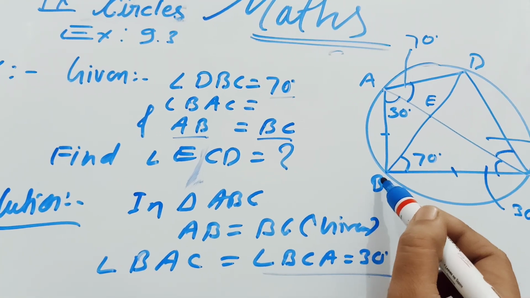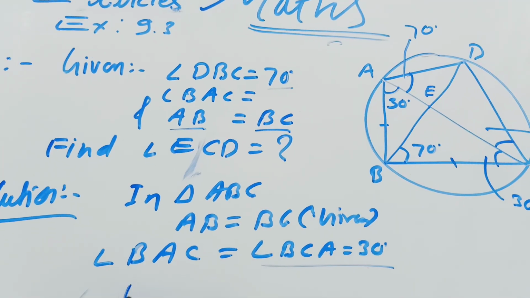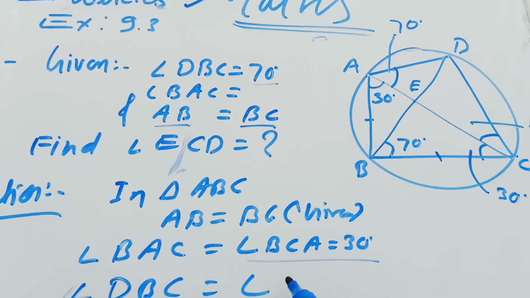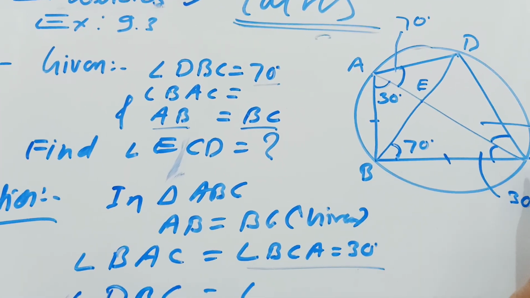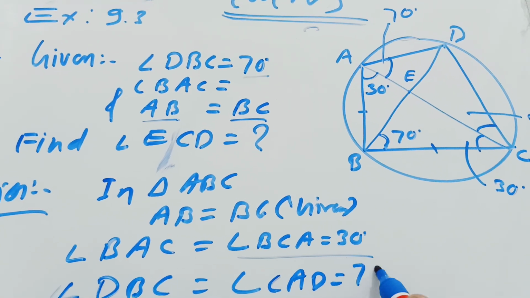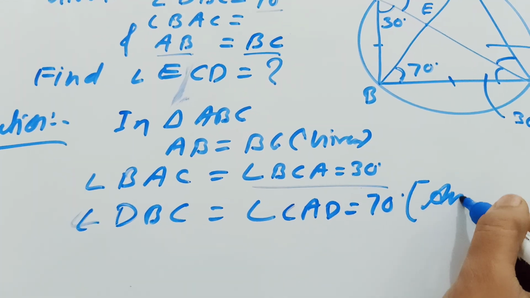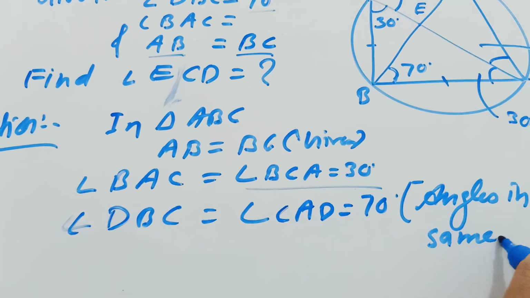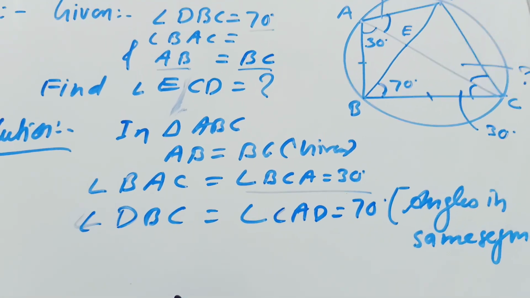Now angle DBC is equal to angle CAD, that both are equal to 70. Here we will write angles in the same segment. So this will be equal.